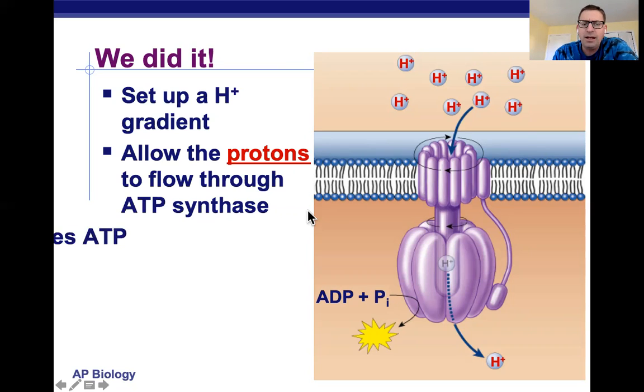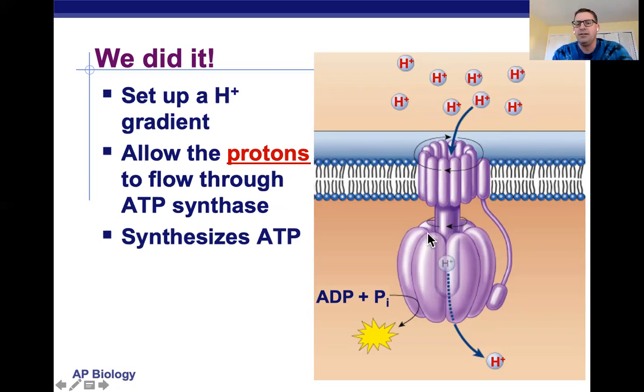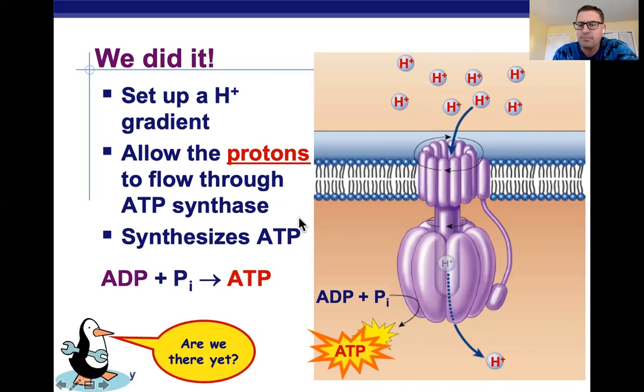But as those protons flow through ATP synthase, they spin a rotor within the protein that causes the ATP synthase to move into its active conformation, or its active shape. And as long as those protons keep flowing through, the ATP synthase stays active and synthesizes ATP. Okay, if protons are not flowing through ATP synthase, then it is in its inactive conformation or inactive shape, and it does not make ATP.